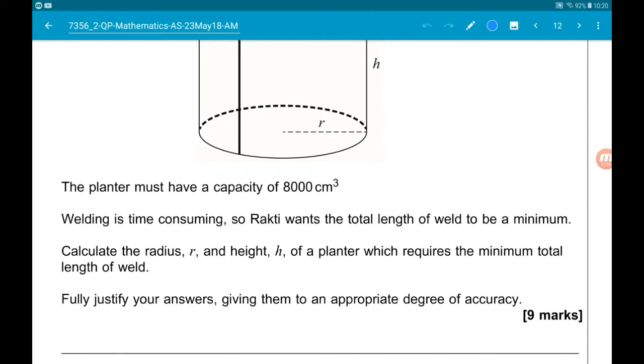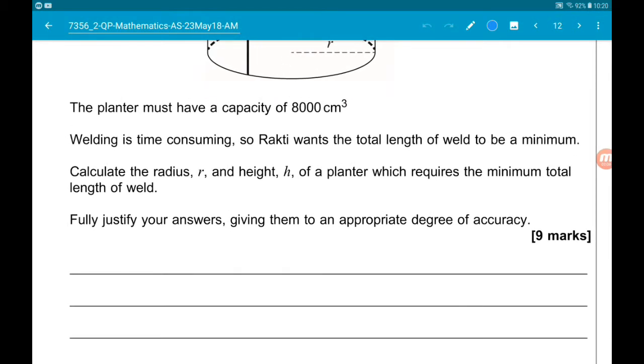So we know that we want the volume of the cylinder to be 8,000 centimeters cubed. Now the volume of the cylinder is going to be just like any other cylinder, the area of the base times the height. So pi r squared h. Now we also know that we want that to equal 8,000.